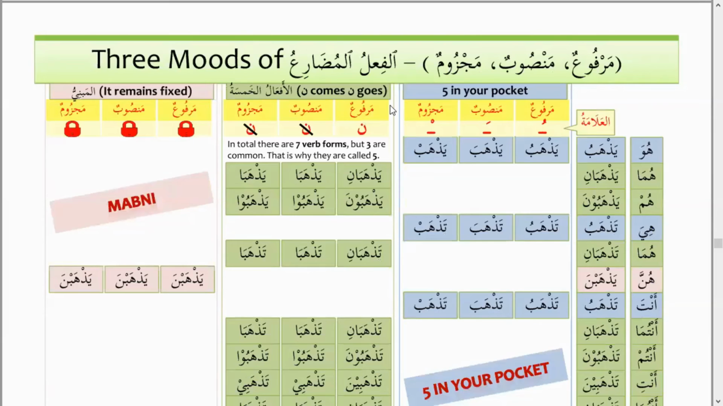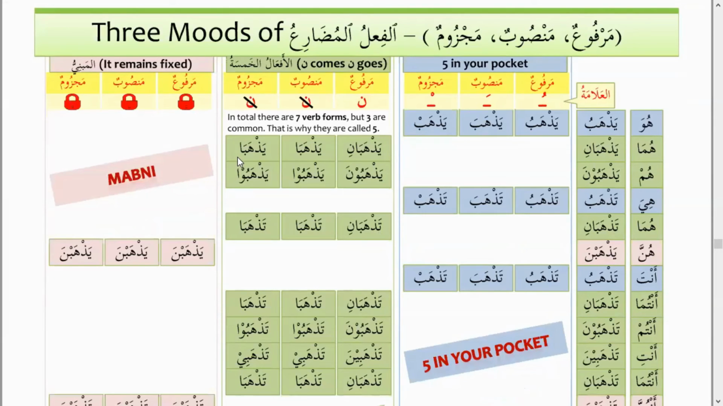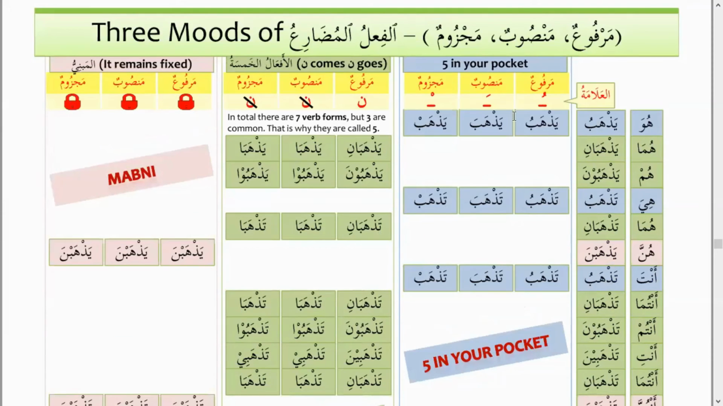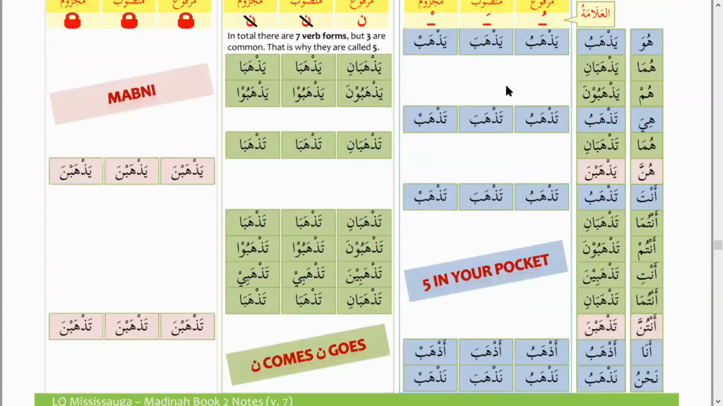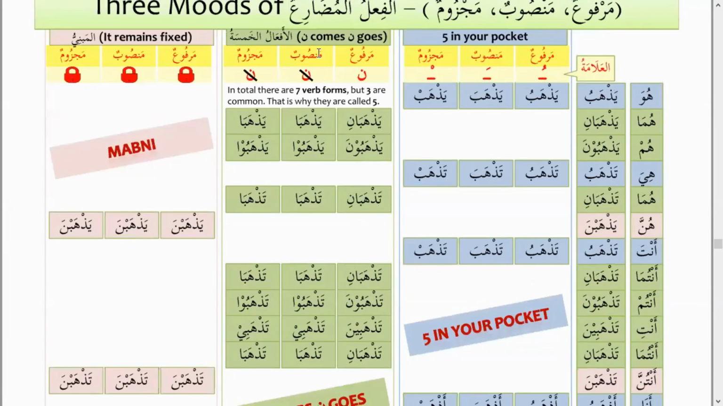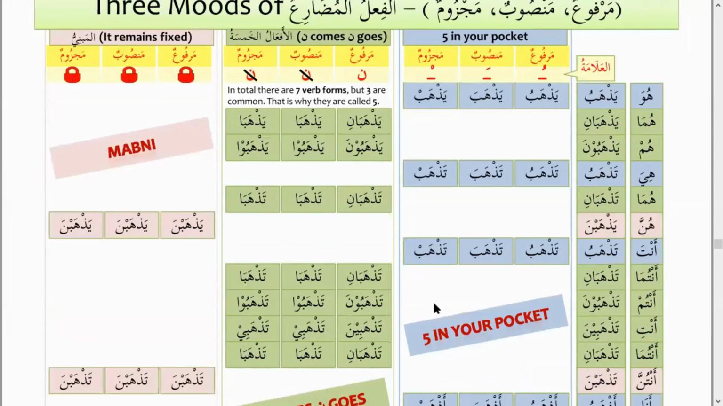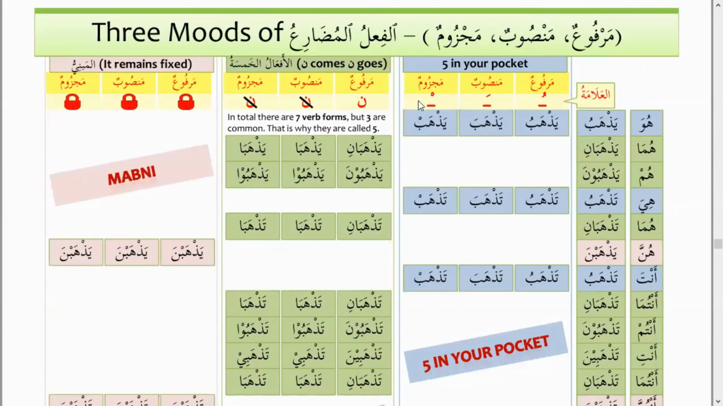If we remember the 5 in your pocket and so on, this is what it is. Inshallah, he'll bring so many lessons for that, so please don't worry. But see here, the blue ones are the 5 in your pocket. How do we make it marfu? Simple: we give a dhamma, yazhabu, tazhabu, and azhabu, nazhabu. Mansub, with a fatha: tazhaba, azhaba, nazhaba. Majzoom, with a sukun: yazhab, tazhab, azhab, nazhab. These are very easy.